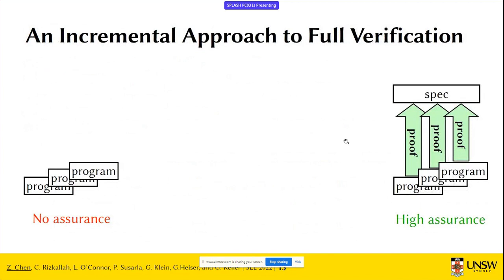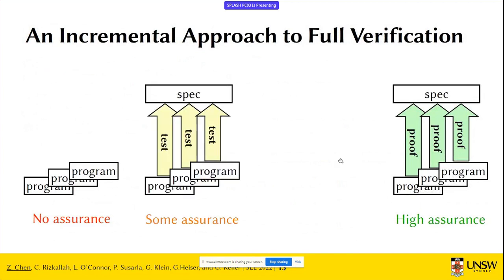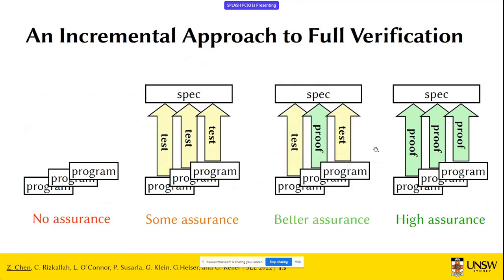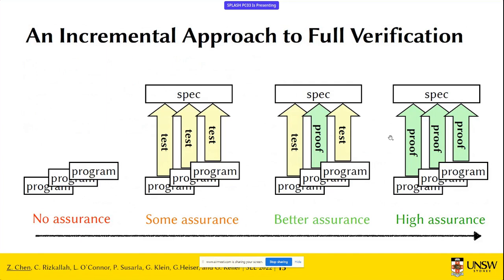So with testing, if we don't have a proof, or if the proofs haven't been finished, we use tests temporarily. So we get some assurance. And we can mix them all together: some parts are tested, some parts are proved, so we get better assurance. It basically builds a full continuum of different levels of assurance and different levels of effort, which enables an incremental approach to full verification.